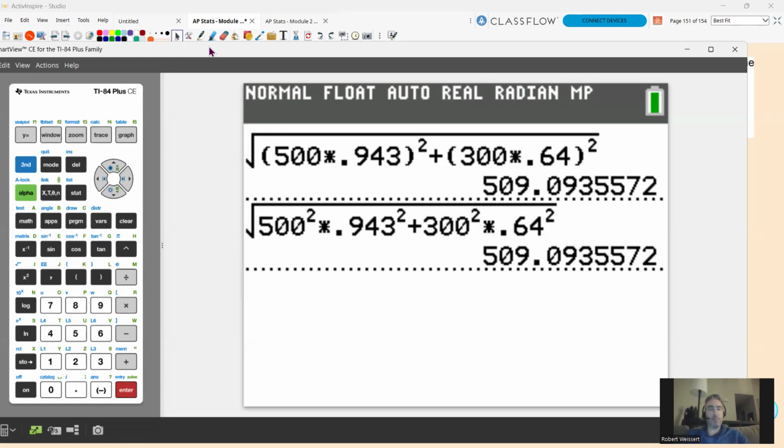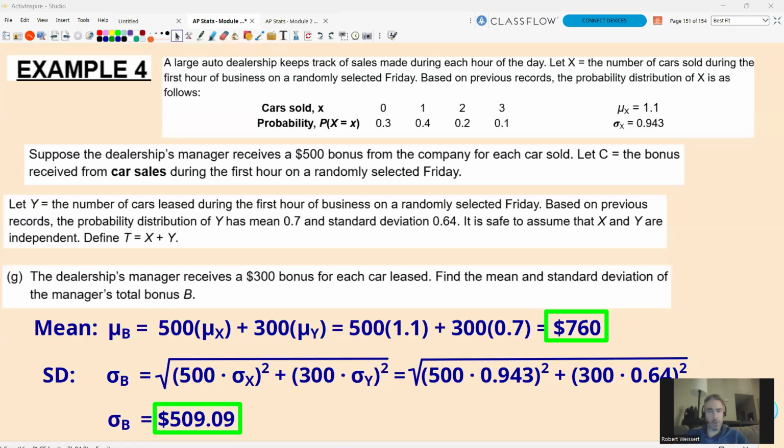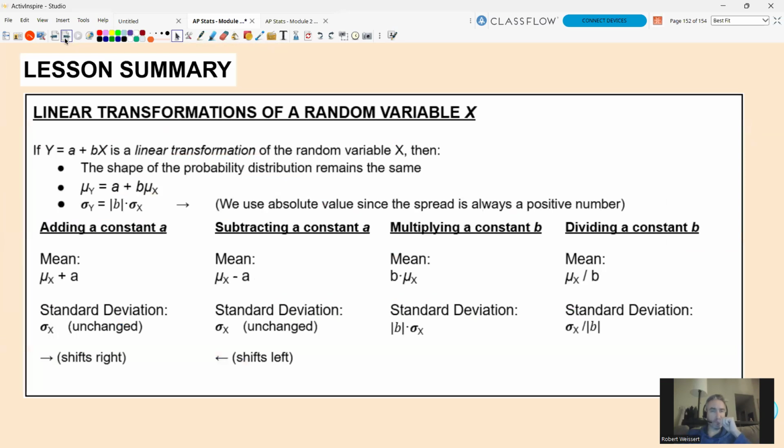And that's it for the examples on this lesson. Hopefully that makes a little bit more sense. It's a weird kind of situation with spread, but follow those formulas and you'll be good to go. I'm not going to really go over a lesson summary, but I'll just display these again. If you want to pause and write any of this down, please do.